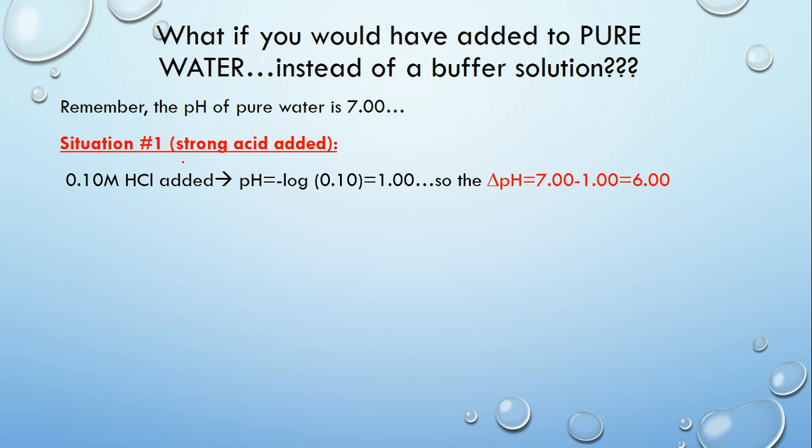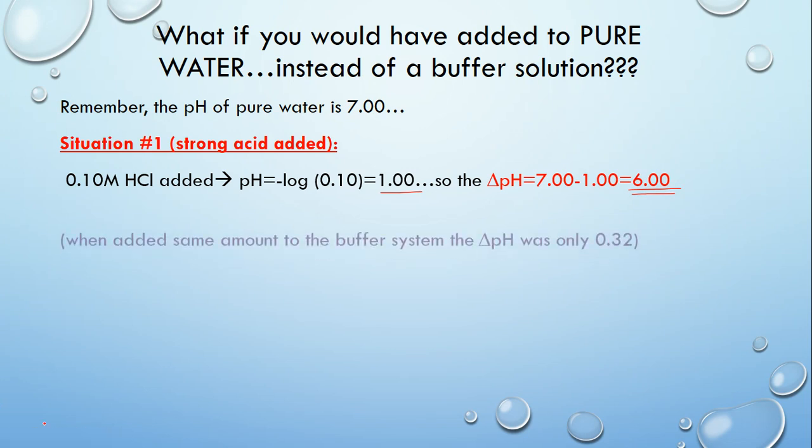So for the first situation, when we added the strong acid, if we add it to pure water, since there's no buffering components in pure water, to find the pH of the new solution, you would take the negative log of 0.10, because that would be the hydrogen ion concentration, and that would give you 1.00. So the change in pH to pure water upon the addition of 0.1 molar HCl would have been calculated by taking 7 minus 1, which gives you 6.00 for the overall change in pH to this unbuffered system.